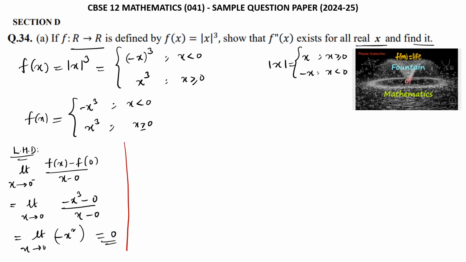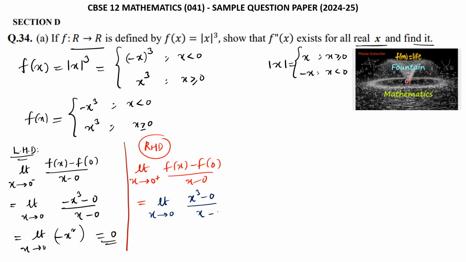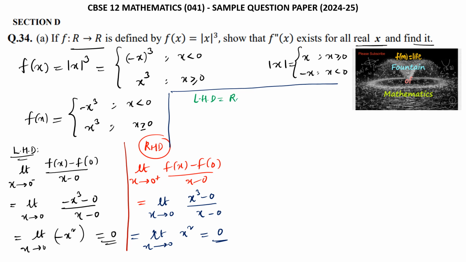Similarly, the right hand derivative, the limit x tends to 0 plus, f of x minus f of 0 divided by x minus 0, which is equal to the limit x tends to 0. 0 plus means above 0, we can take x power 3 minus 0 divided by x minus 0, that is x. So this is equal to the limit x tends to 0 of x power 3 upon x, which is x square, which is equal to 0. So here we can say left hand derivative is equal to right hand derivative at x is equal to 0 for the function f.